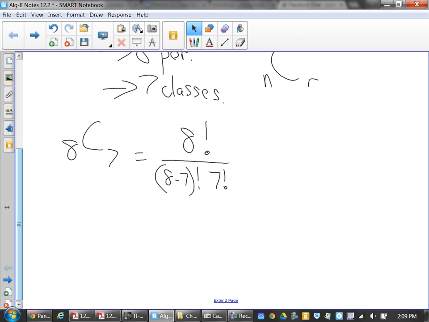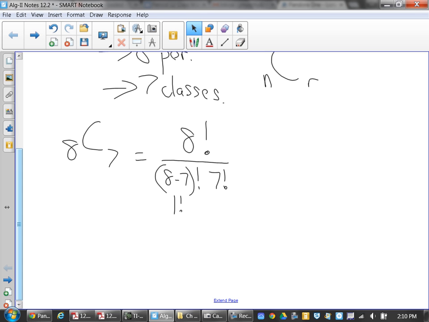N choose R, the generic formula for that, I know we talked about permutation yesterday, would be N factorial over N minus R factorial times R factorial. These types of problems lead into very easy fractional simplification. Very easy. Because what's 8 minus 7? 1. What's 1 factorial? 1. Now, if I'm starting to think about 8 factorial, if I write it all out, where do I stop?